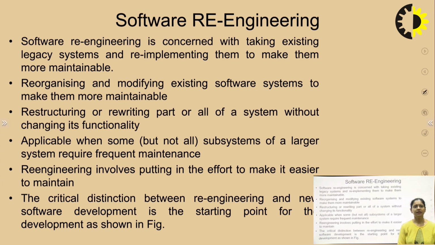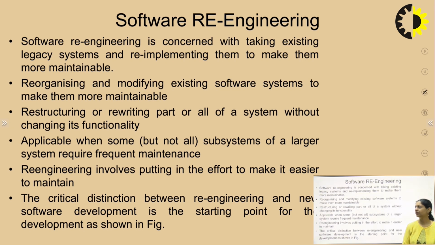So now let's understand what software re-engineering is. Software re-engineering is concerned with taking existing legacy systems and re-implementing them to make them more maintainable. We are trying to make them more maintainable. We try to re-implement them so that they are more optimized. Reorganizing and modifying existing software systems to make them more maintainable. Restructuring or rewriting part or all of the system without changing its functionality.